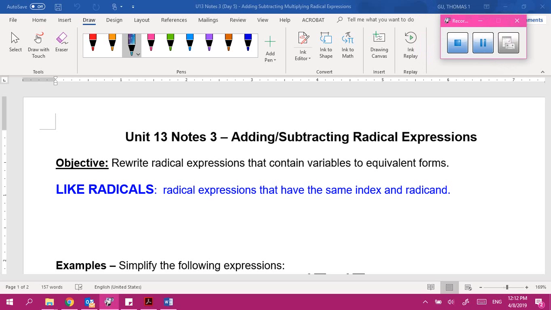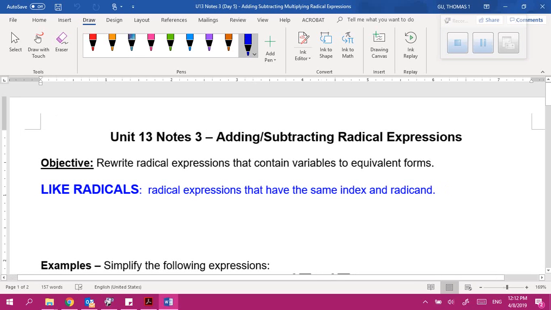Today, we're going to be doing only half of this. We'll do the other half on Thursday. But this is, oh, it's frozen, you're right, wow. Very perceptive of you. Alright, so this is going to be adding, subtracting, and multiplying radical expressions.